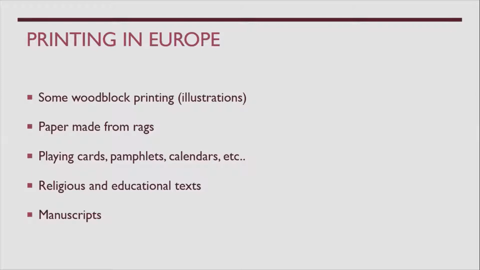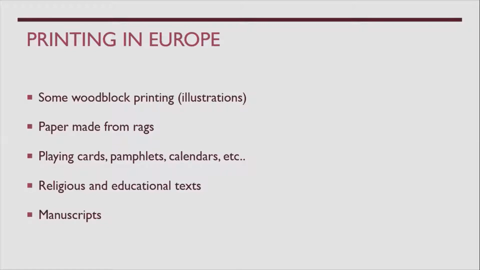And the things that were being printed were fairly simple and on a relatively small scale. So we're seeing things like playing cards, things like calendars and small pamphlets. Things that are small, they're simple, they're relatively easy to reproduce again and again. We also have a high demand for religious and educational texts at the time, and these things were not for the everyman. They were definitely for the upper classes, those involved in the hierarchy of religion and education.